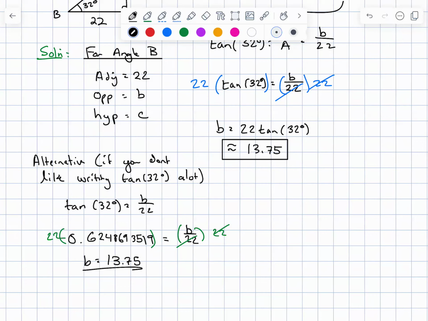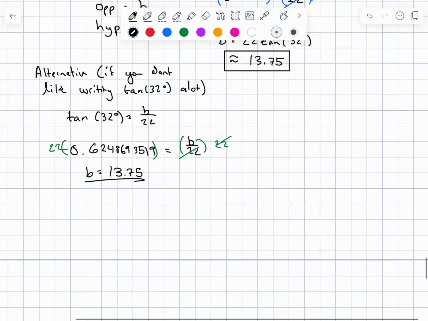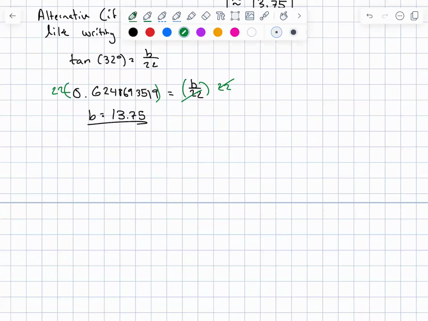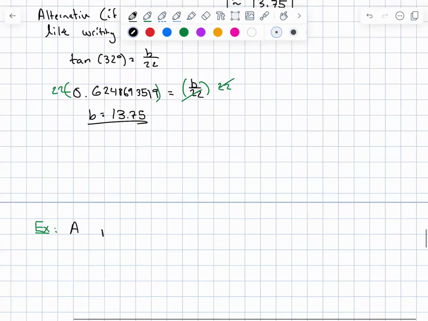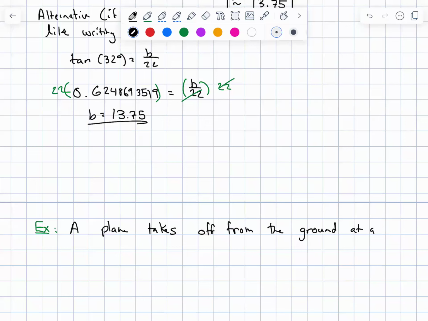So let's go ahead and now look at an example, like a specific word problem example of how you can utilize this. Example: a plane takes off from the ground at a 14-degree angle. After flying straight for 15,000 miles.